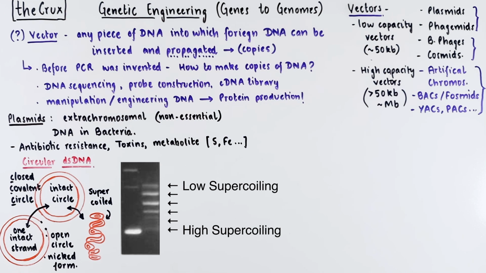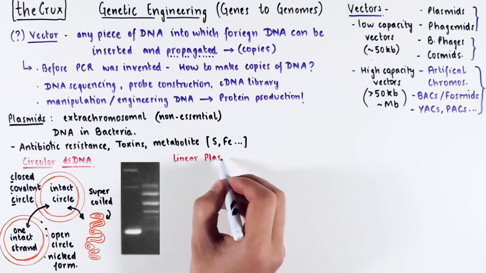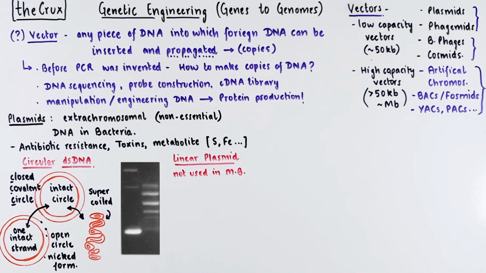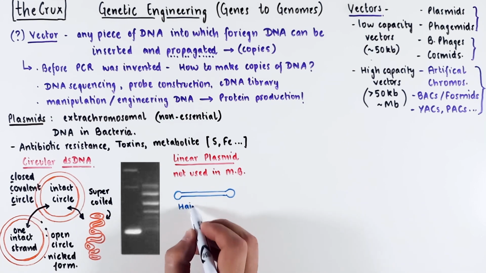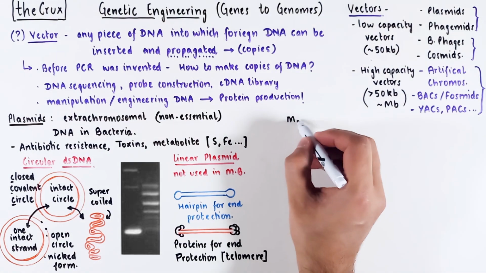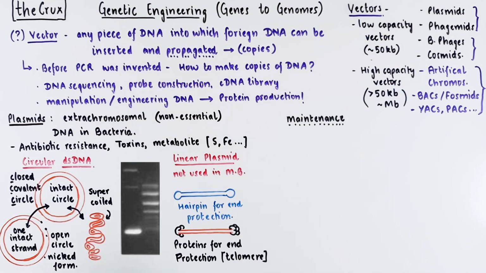They're called topological isomers. Plasmids are not necessarily circular DNA. It is just that applied molecular biology doesn't care about linear plasmids. The linear plasmids typically have their ends protected by hairpins, or they have proteins, just like telomeres, to protect their ends. Since they're complex, we don't use linear plasmids as vectors. So I will restrict the discussion of plasmid vectors to only circular DNA.